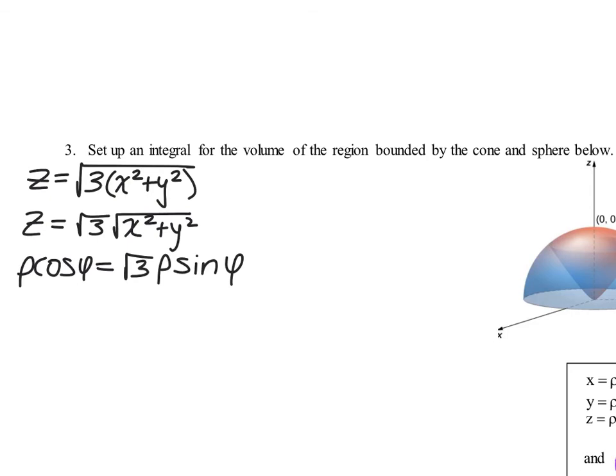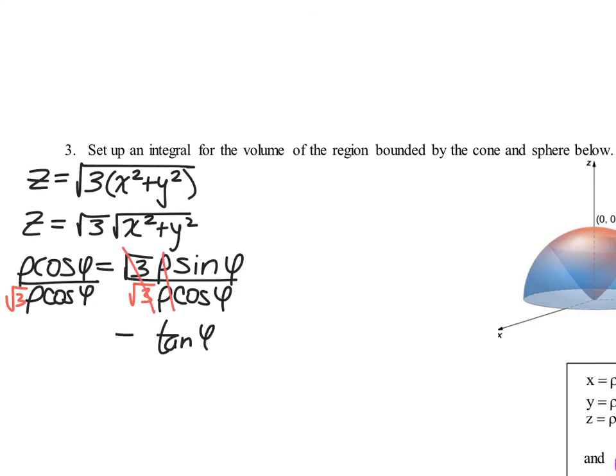All right, so I can clean it up. What I'm going to do is pretty much the same thing that I did in the last question. I'm going to solve for tangent, which means I want to get sine over cosine as the only thing on one side of the equation. So I'm going to divide both sides by rho cosine, because I know the rho's are going to cancel. But I'm also going to divide by the root 3, so that the root 3 and the rho cancel, leaving me with just a tangent of phi. And on the left-hand side, it's just 1 over root 3.